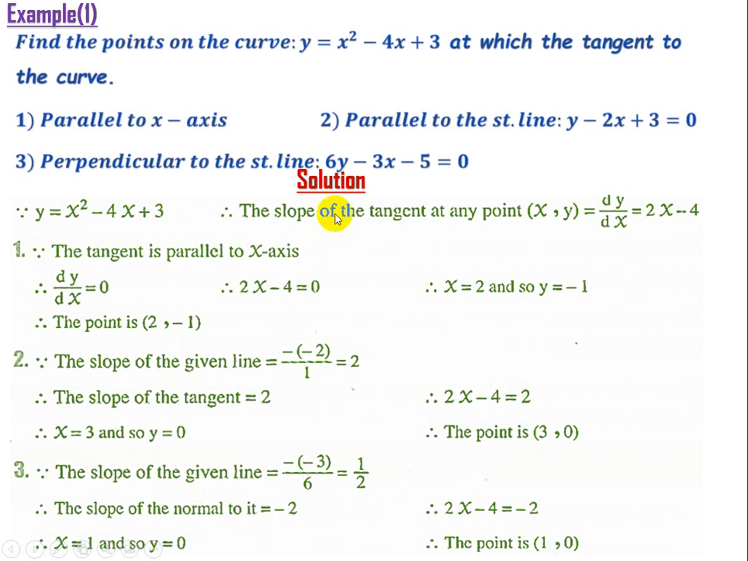Number 3, the slope of the straight line is negative of negative 3 over 6, which is a half. This is the slope of the straight line. The slope of the normal to it will be negative 2. So 2x minus 4 equals negative 2, which means x equals 1. Substituting x equals 1 in the equation of the curve, y equals 0. So the point is (1, 0).